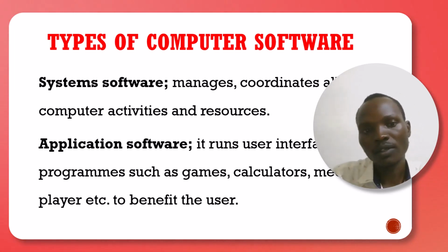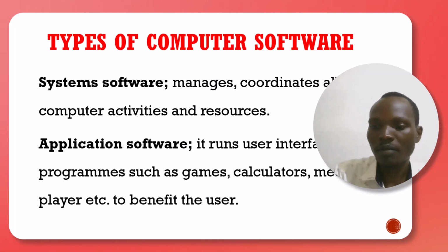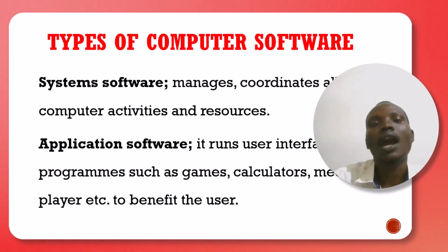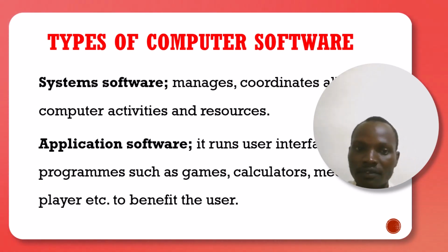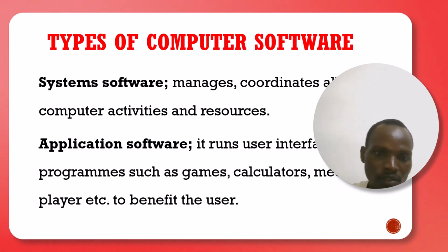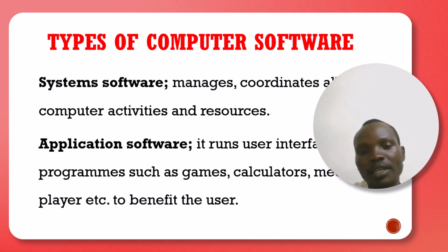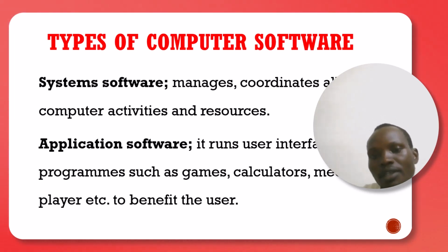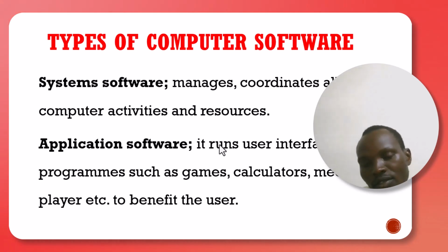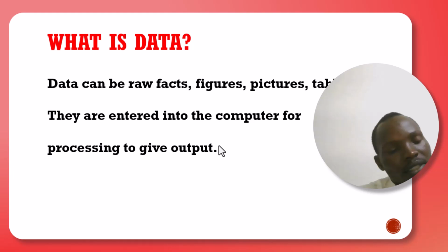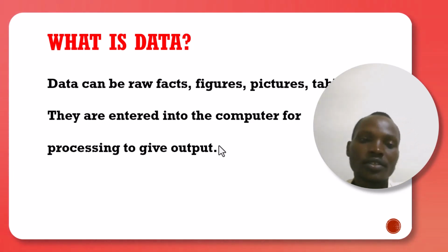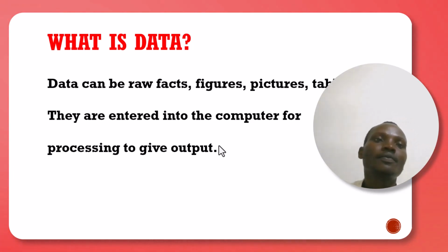There is what we call application software. Application software are those parts of the software which run the user interface programs. So when you're using a computer, sometimes you may need to play games, or calculate some arithmetic, or maybe play music and videos. In this particular case, you use the software which is called the application software.